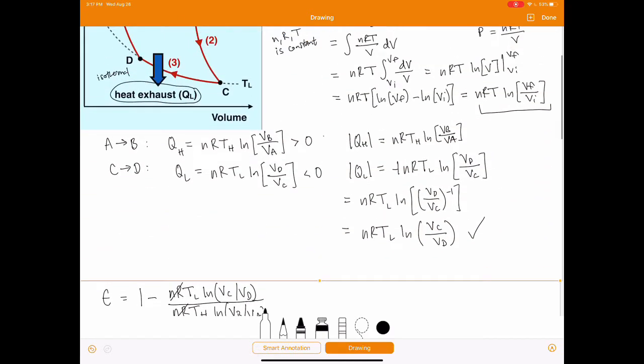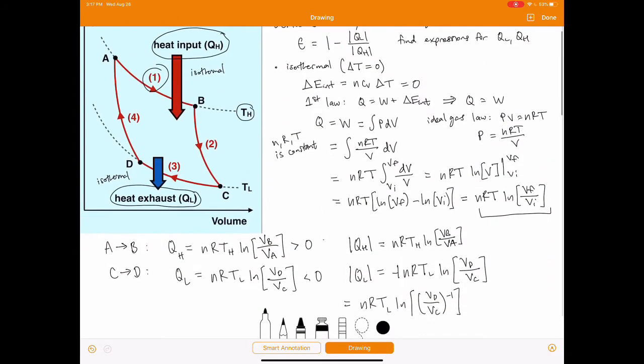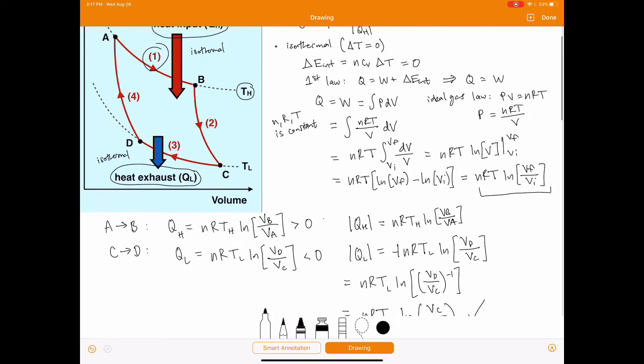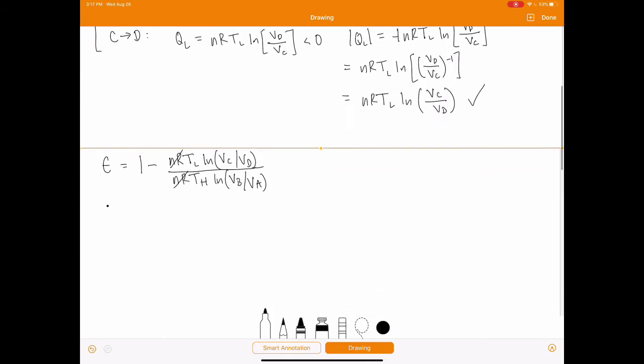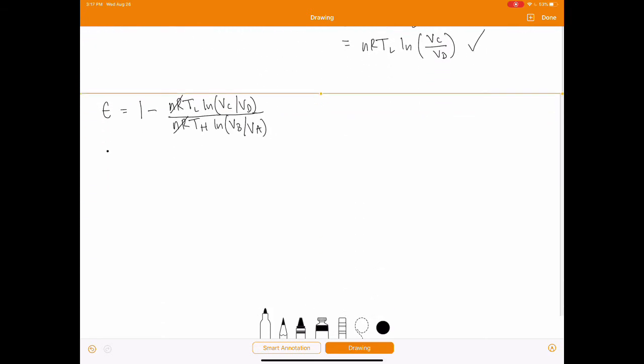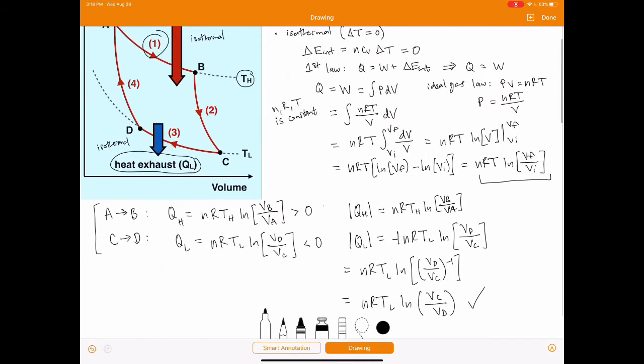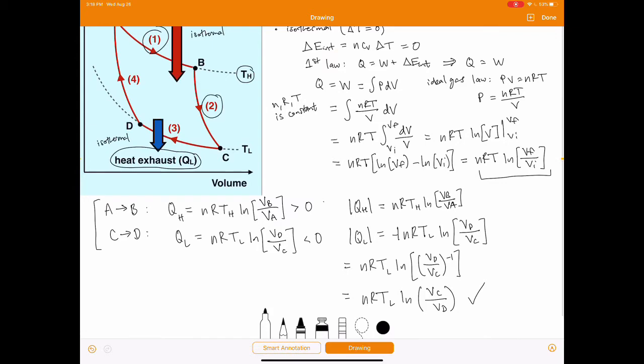So far in our derivation, we've only considered the isothermal processes, the ones that take us from A to B, and from C to D. Let's now think about the adiabatic processes. Okay, so now we'll consider the adiabatic expansion, which on our diagram takes us from point B to point C. So process number 2 over here is what we're looking at now.